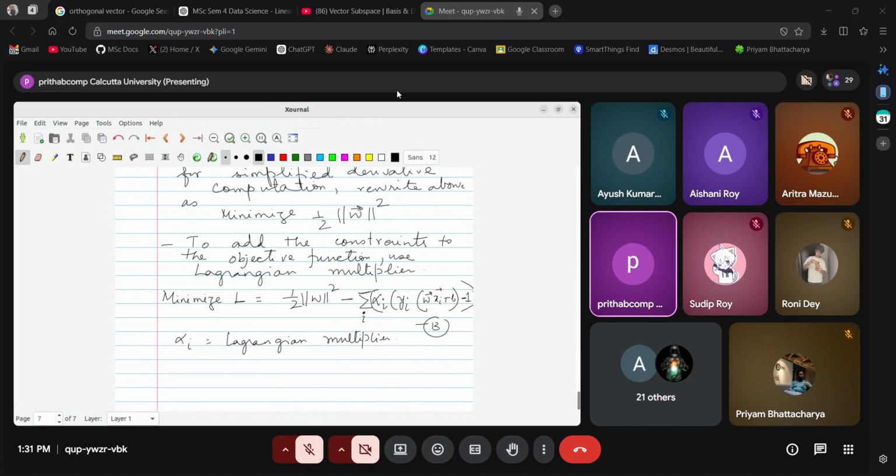Okay. So now since it is a minimization function, again we'll be finding out those derivatives and all those things.